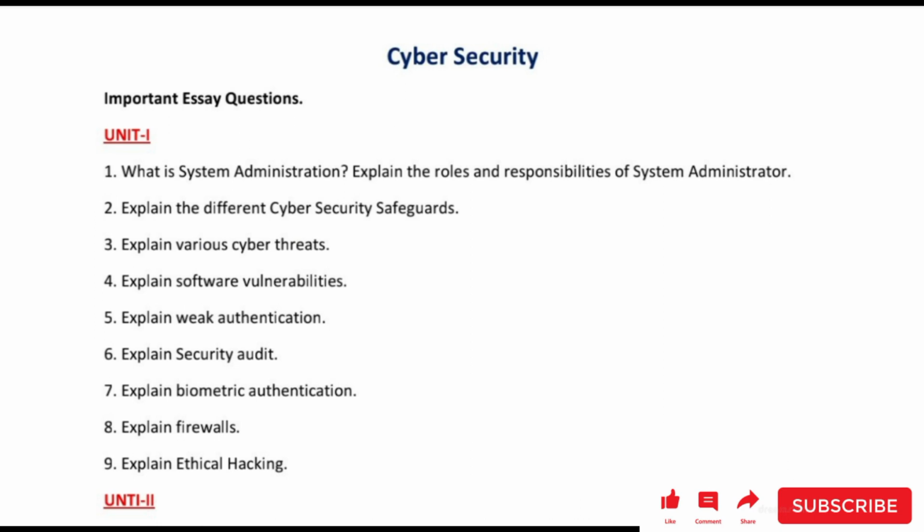Okay. Third question, explain various cyber threats. And fourth question is, explain software vulnerability. Okay. And fifth question is weak authentication. What do you mean by authentication and what is weak authentication? You might have seen many times, while providing security, that is password. Whether your password is weak or strong, it will show you in green color and red color. That is what you need to explain. What is a weak authentication, what is a strong authentication. I hope you can do it. If not, just mention it to us in the comments.